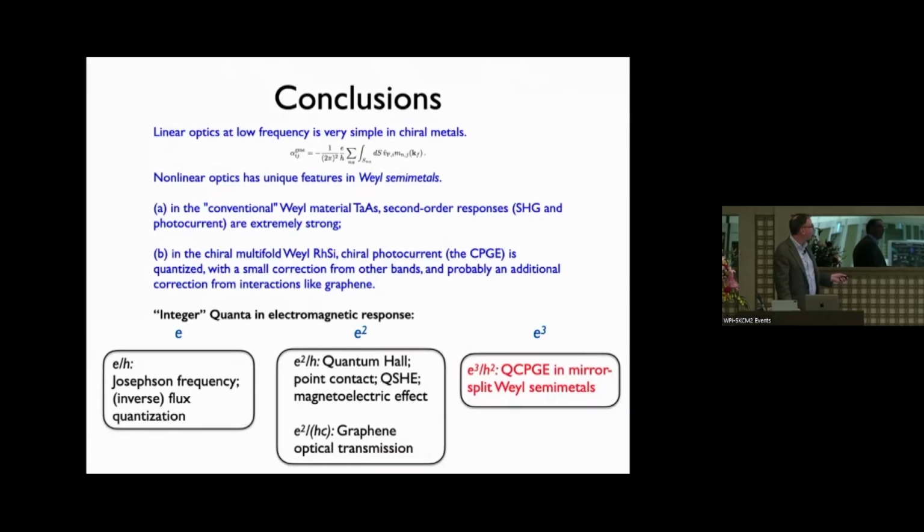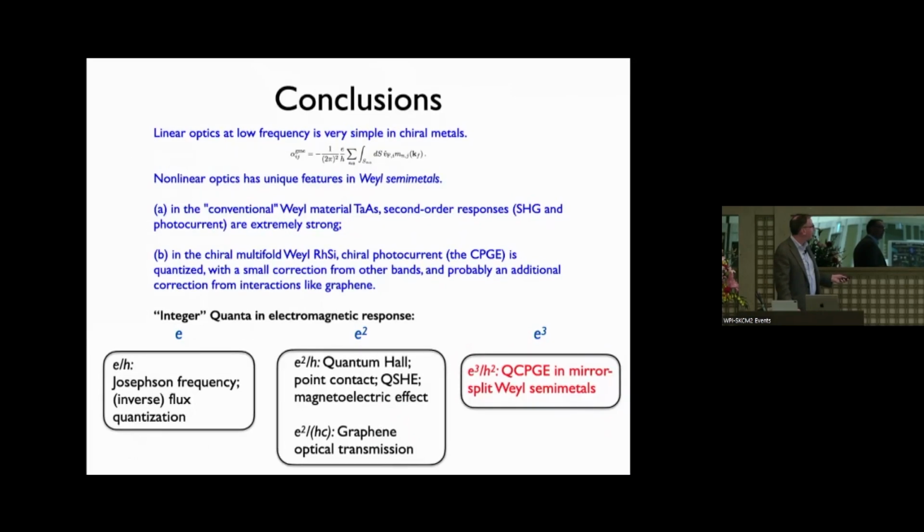In some materials, it's strong, basically because this material has a very strong skewness of the Wannier orbital, I believe. Not exactly topological, but sort of geometric. And in these special chiral semimetals, you get something that is quantized with corrections, but maybe the point is the natural scale is e cubed over h squared. And that means we can add one to the list of integer quanta in electromagnetic response.